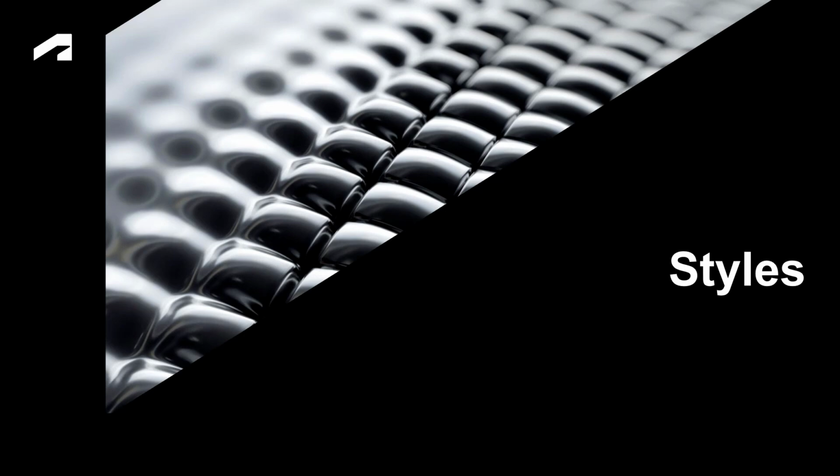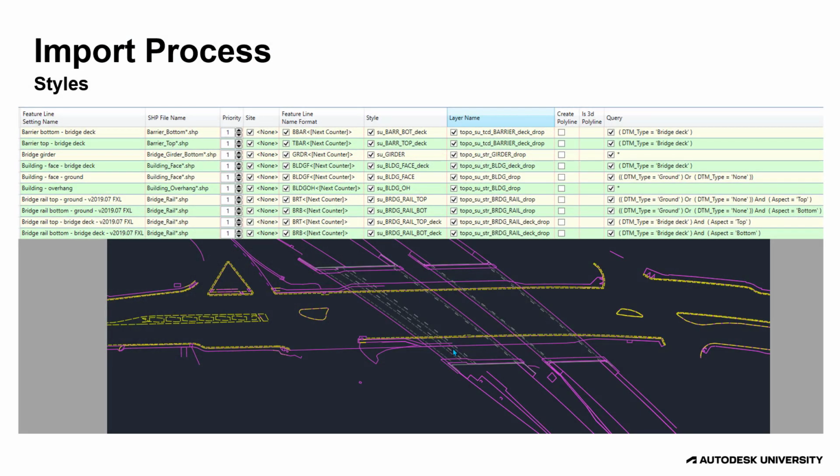So styles, as we bring in the data, we want it to style and look the same as in TBC. So you're going to set up all your file names. Here we have the priority. If there's multiple file names and they overlap, I want to give it a priority. So it's going to go and grab whichever style setting has the higher priority.